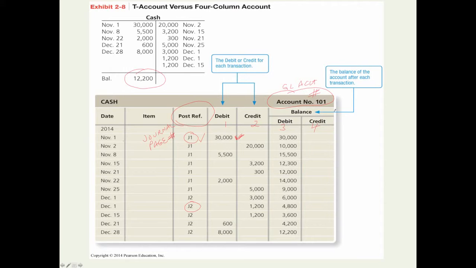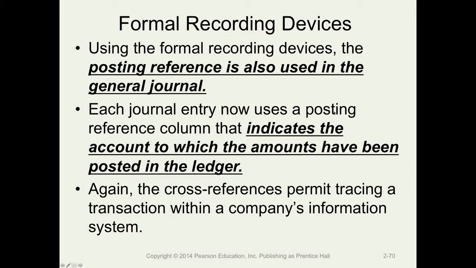If you think about the 4 columns, those are the 4 columns right there: debit, credit, and the balance columns, also in debit and credit. So when we use the formal ledger accounts, we also have to have posting references in the journal. Each journal now uses a posting reference column, which will have the journal page number on top, and the posting reference will refer back to the ledger account number.